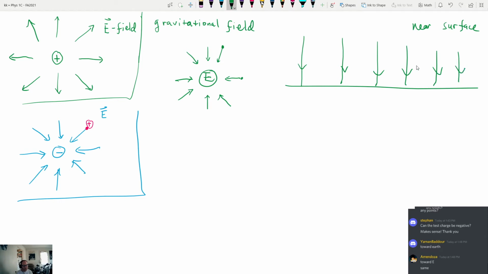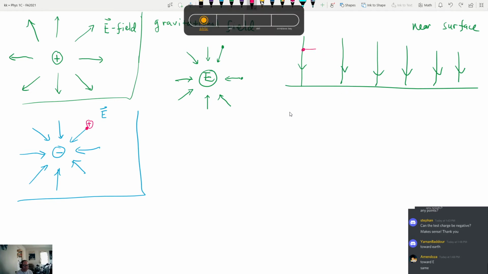Would you all agree? Where every one of those arrows represents the direction of the force that would be felt if I were to place a mass there, right? I place a mass right here, it feels a downward force. A mass placed right here, does it always travel straight down? Well, no, because if I throw it in this direction, it will fall towards the Earth. But that's consistent with the fact that there is a gravitational field near the surface that points down.